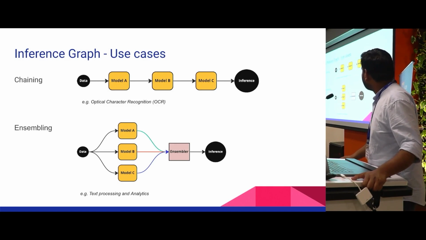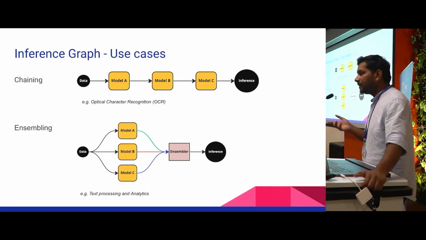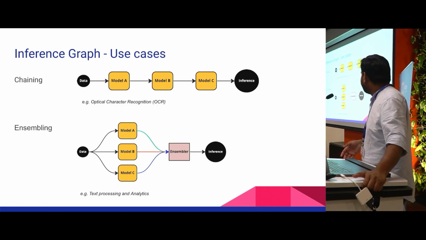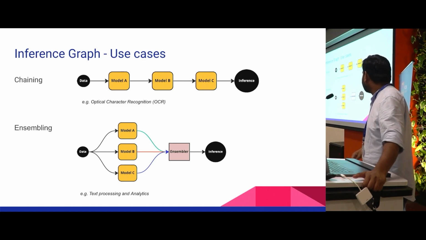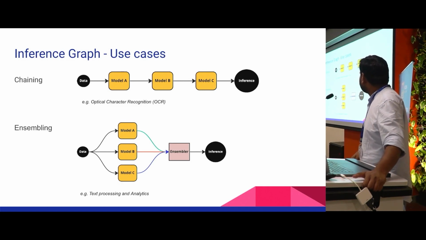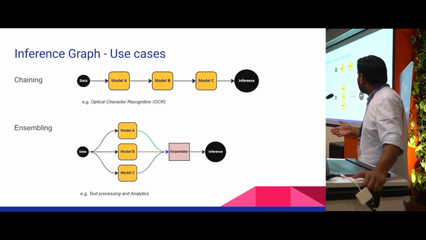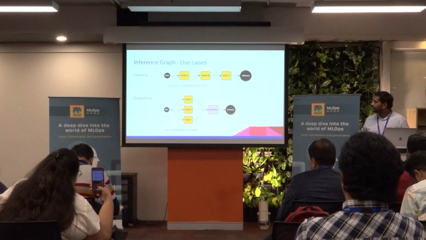Another is ensemble, where we simply want the output to be a combination of multiple inputs, maybe a weighted average of the outputs coming from different models. Maybe we want to have our own logic of combining the outputs from multiple models into a single output. So there also you can use an inference graph. A very good use case could be the text processing and analytics use case that we are speaking about today. You will find this design pattern in our demo as well.